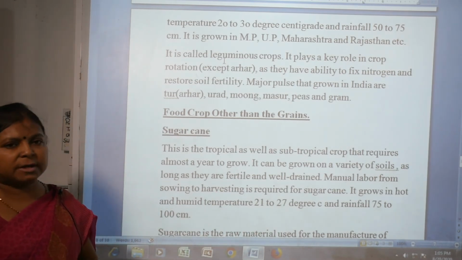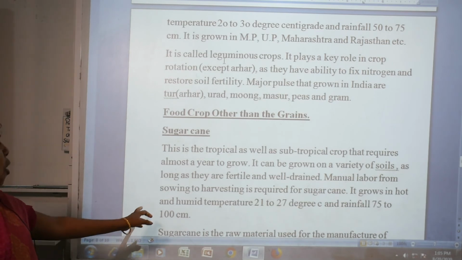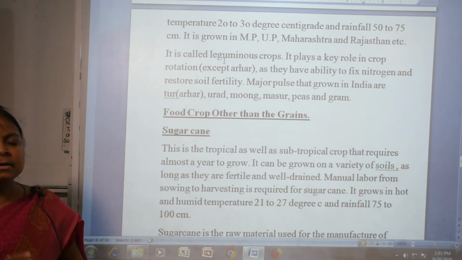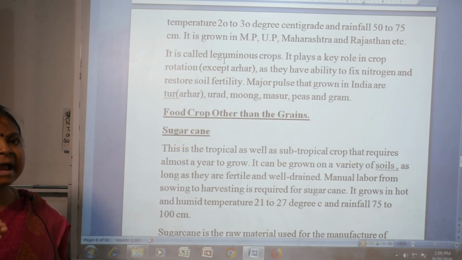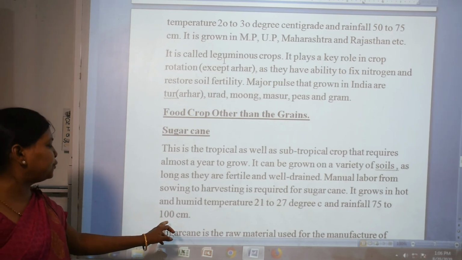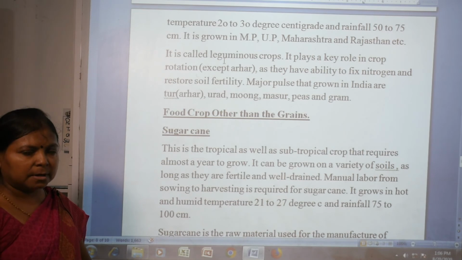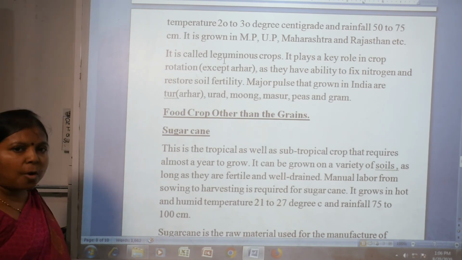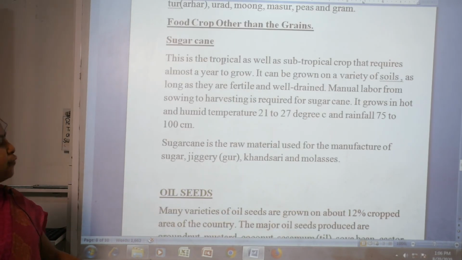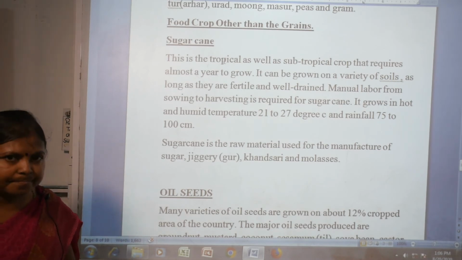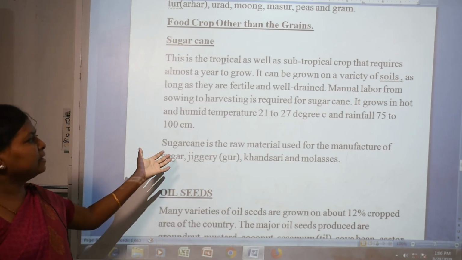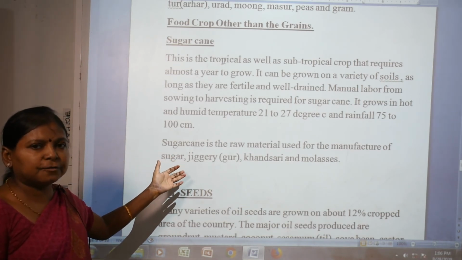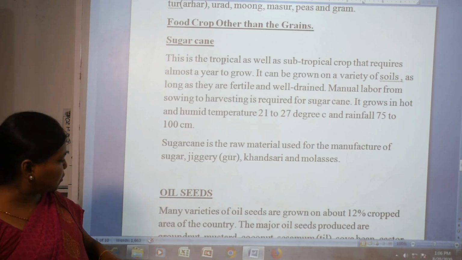Do you know it grows in hot and humid temperature, about 21 to 27 degrees centigrade, and rainfall of 75 to 100 centimeters. Do you know sugarcane is a raw material that we use for the manufacture of sugar, jaggery that we call gur, khansari and molasses, and these are used in industries for manufacturing sugar and other products.